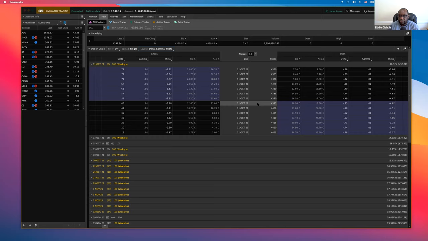Cool. So in this case, the 4390 call, if nothing else happens within the next 2 days, it is going to lose $3.95 every day. So theta is expressed in a daily time frame, right? But on 11 October, on that day, it is going to accelerate. That theta is going to accelerate very, very high. So this number will be higher than that. Got it. Yep.